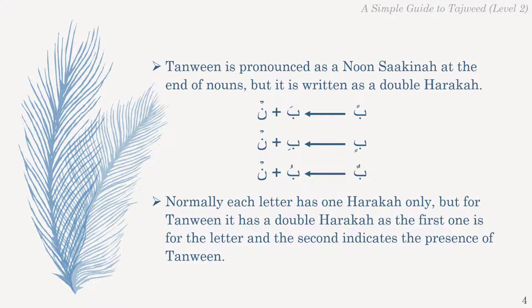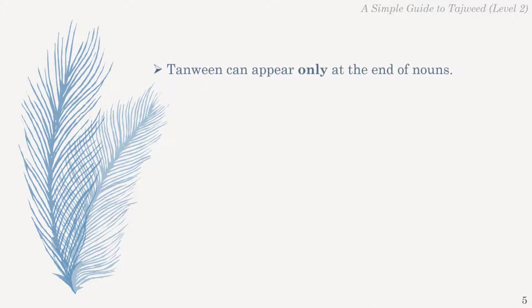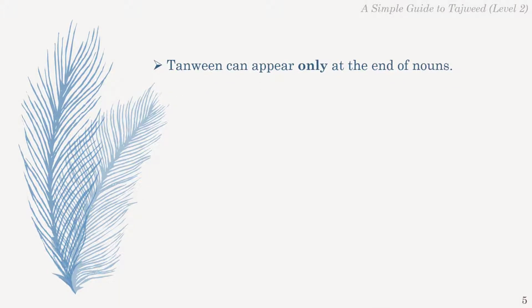Normally, each letter has one haraka only, but for Tanween, it has a double haraka, as the first one is for the letter and the second indicates the presence of Tanween. Tanween can appear only at the end of nouns. For example, رزقا, جنات, أزواج.